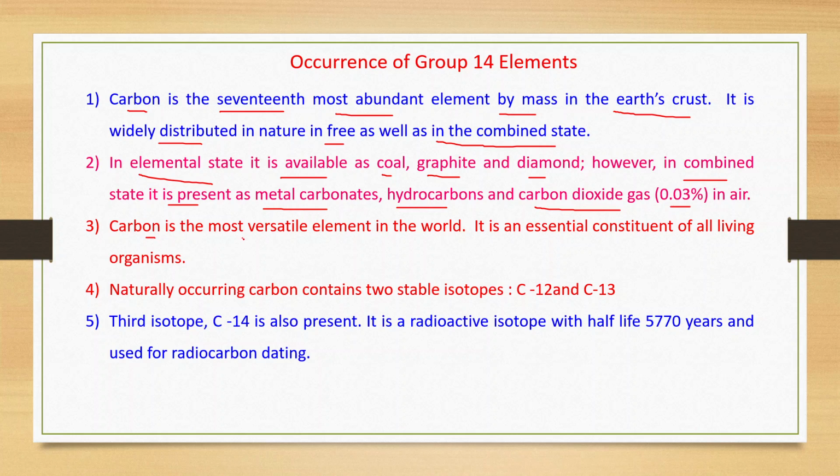Carbon is the most versatile element in the world. It is an essential constituent of all living organisms. Naturally occurring carbon contains two stable isotopes, carbon 12 and carbon 13. A third isotope, carbon 14, is also present. It is a radioactive isotope, so it is unstable. Its half-life period is 5770 years and it is used for radiocarbon dating.